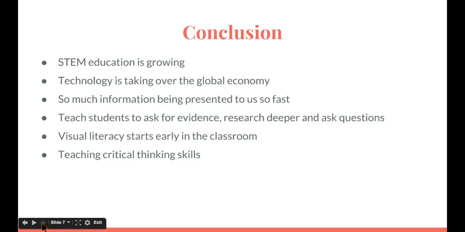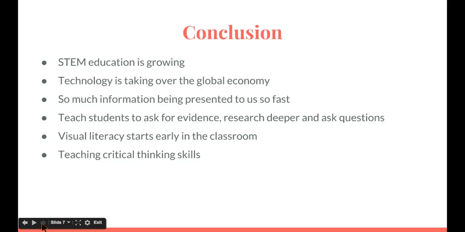So, in conclusion, the reason for the point of visual literacy is STEM education is growing. And that's all about science, technology, engineering, and math. It is a growing field, and most jobs in the 21st century will be STEM-oriented jobs. Technology has taken over the global economy. If you look at Uber and Airbnb and the growth of the technology boom, it's taking over. So students need to be ready to participate in the global economy.